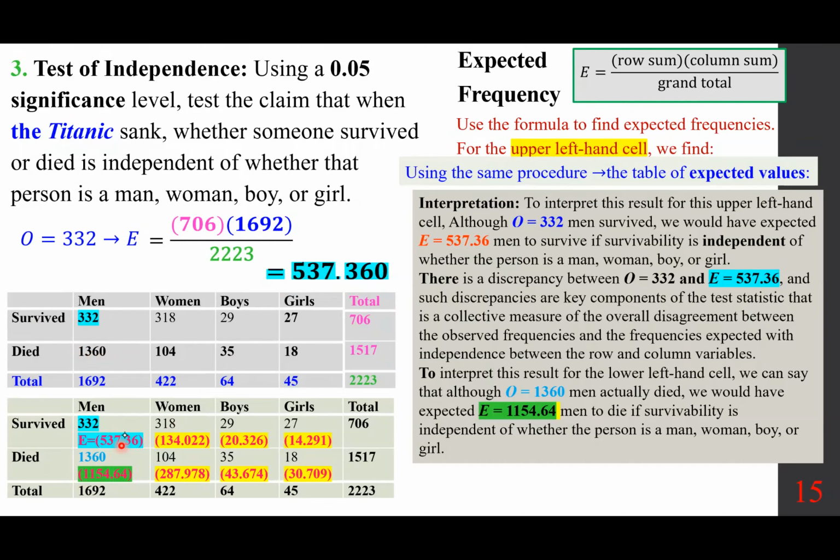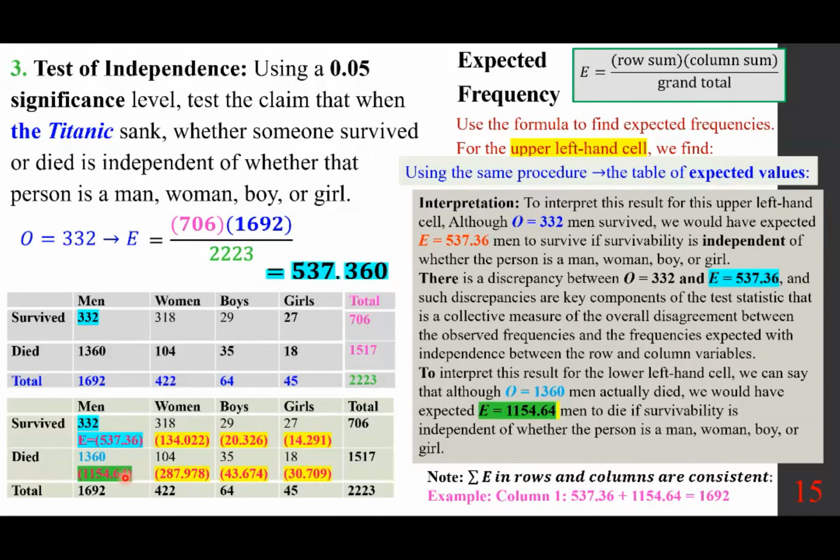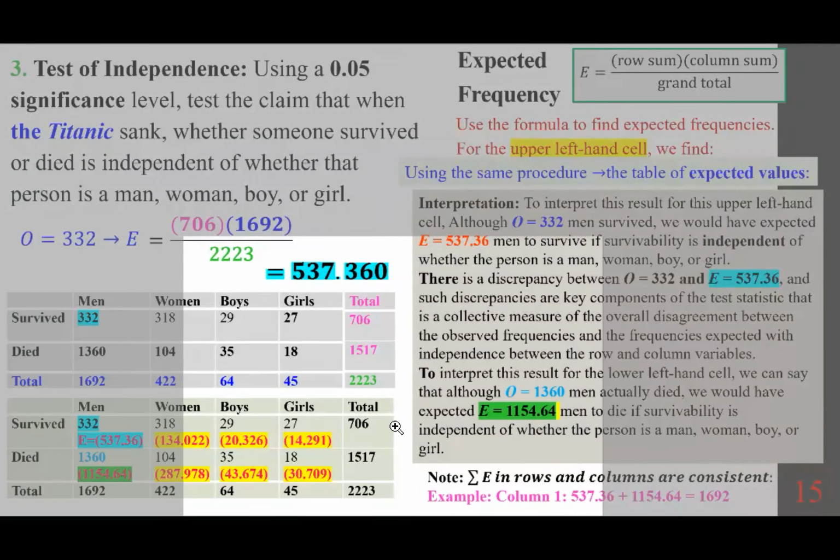Also, I want you to notice that as we add these two numbers, we get 1692. If we add the expected values, we also get the same values. The summation of E in rows and columns are consistent. Example, column 1. If you add these two numbers, 537.36 and 1154.64, you also get the same number. Same thing for the row.